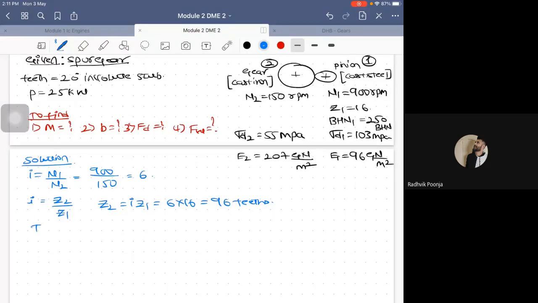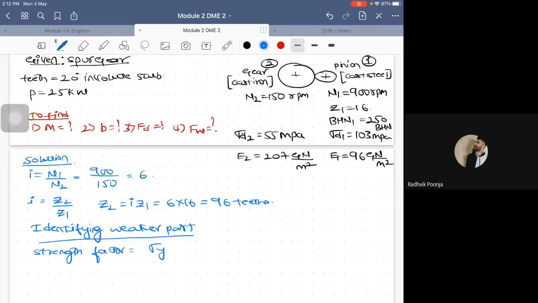So we will calculate the strength factor for identifying the weaker part. How do you identify it? You already know it. Please do it and give me the weaker part as fast as possible. Now we are trying to identify the weaker part, and this would be based on the strength factor, as I said. So what is the strength factor? The strength factor is nothing but sigma d, sorry, sigma d cross y. And what is y?